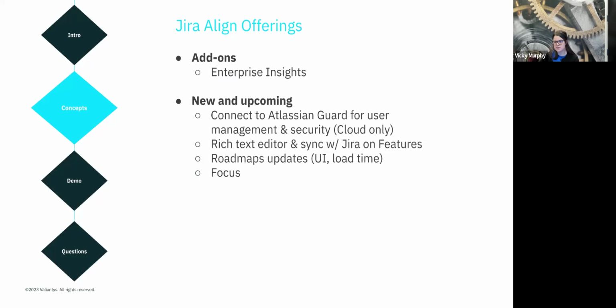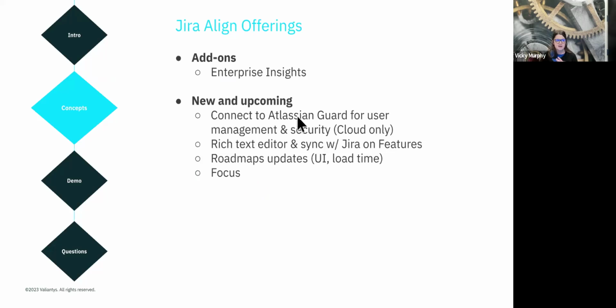Most commonly, we see organizations wanting to purchase this around the 6-month mark of implementing Jira Align. That's when we usually have enough data in the system for this to be valuable. Some new and upcoming: we have a lot of new updates and some known upcoming updates.